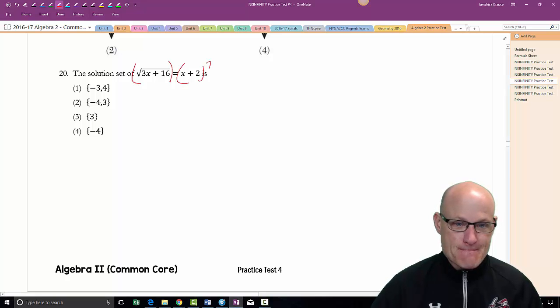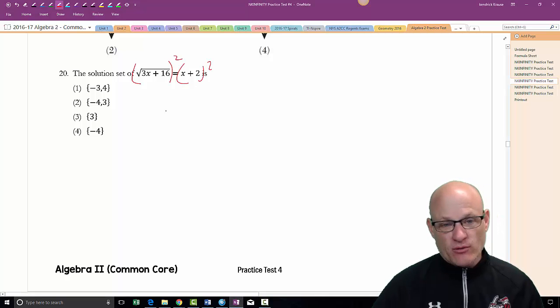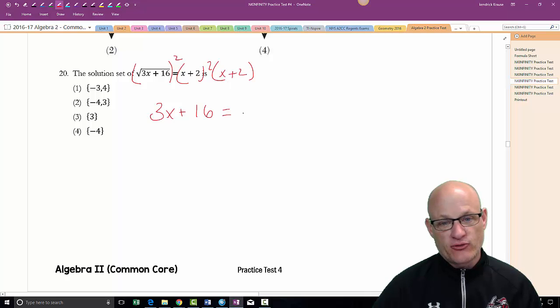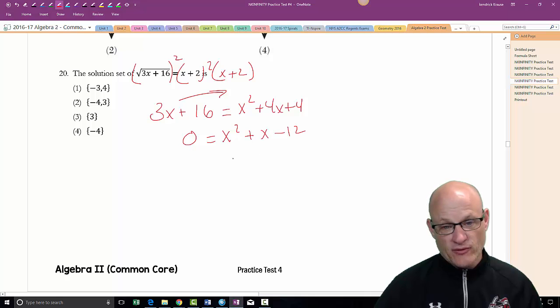Square both sides. The square and the square root say goodbye to each other. See ya. Adios, amigos. This one I'm just going to write twice and double distribute, so we get x squared plus 4x plus 4. Everything goes to that side: 0 is equal to x squared plus x minus 12. If you bring those two things over, that's what you get.